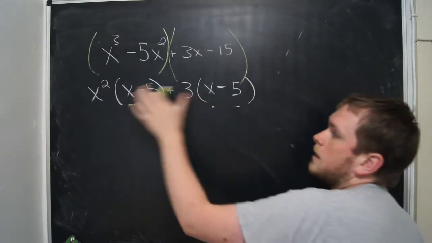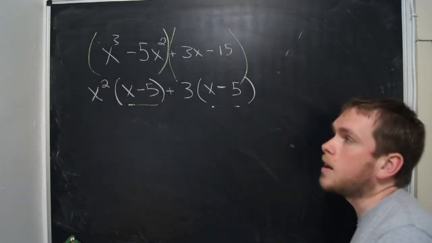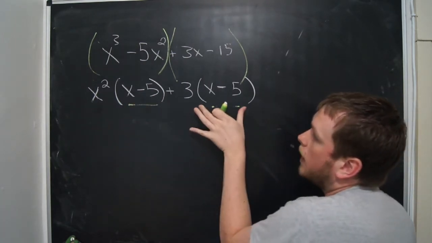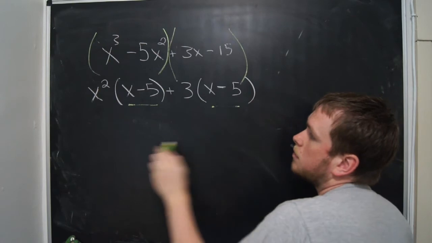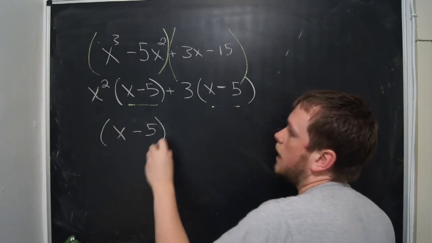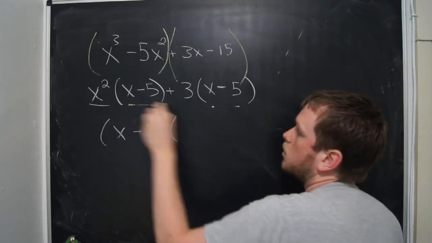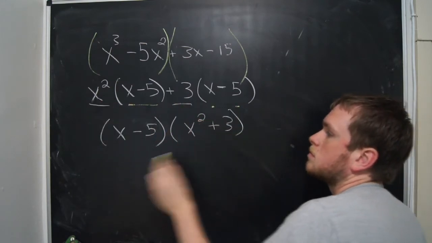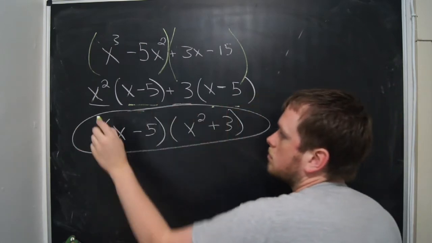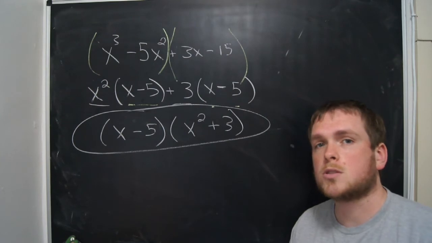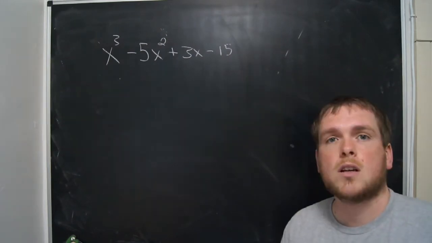Now when we rewrite this to give us our final factored form, both of these groupings have an x minus 5 that we can factor out. So our factored form is going to be x minus 5 times x squared plus 3. And that is our final factored form using factoring by grouping.